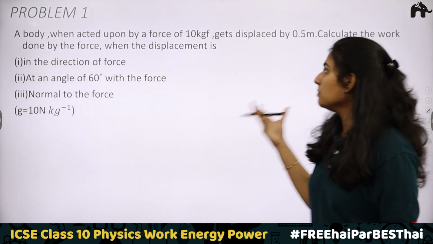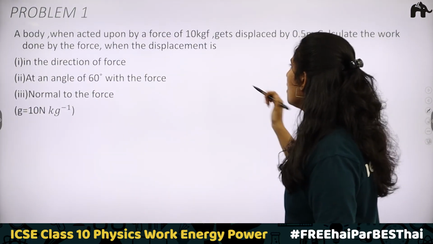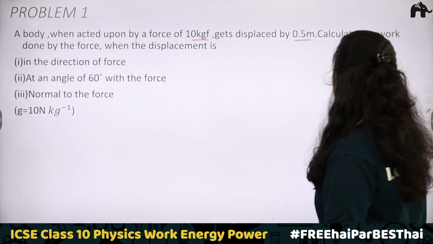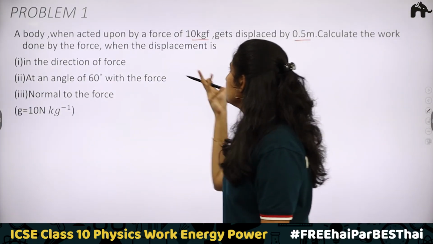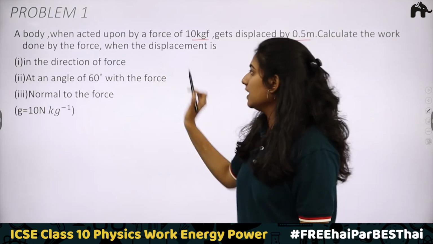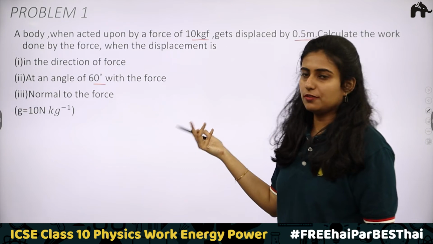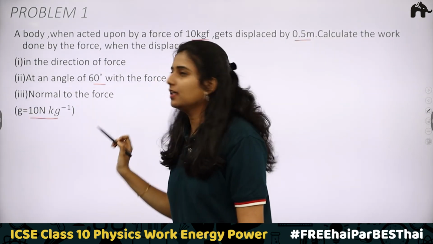First problem: a body when acted upon by a force of 10 kgf gets displaced by 0.5 meter. Calculate the work done by the force when the displacement is, first case, in the direction of force, second, at an angle 60 degree with the force, and third, normal to the force. Take g is equal to 10 Newton per kilogram.